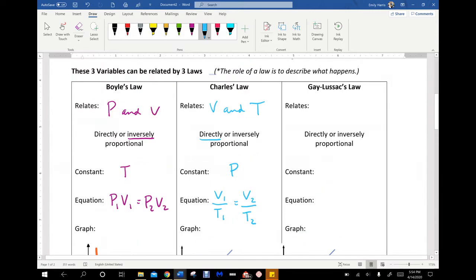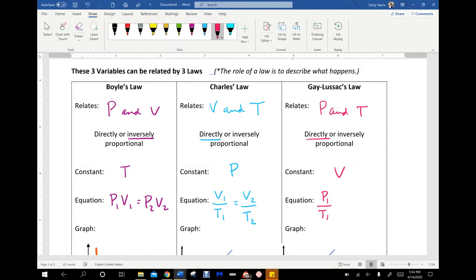And then finally, we had Gay-Lussac's law, which related pressure and temperature. These were also directly proportional, meaning the higher your temperature, the greater your pressure will be. That's because with a high temperature, your molecules are moving really fast, so they're going to be bouncing off the walls of the container very frequently to generate that high pressure. What will be constant is the volume, and your equation is going to look very similar to Charles's law: P1 over T1 equals P2 over T2.